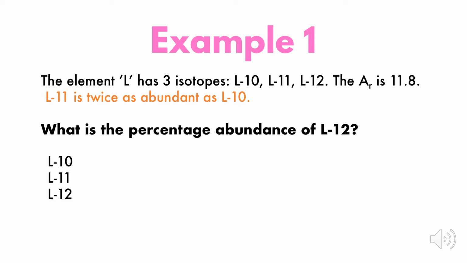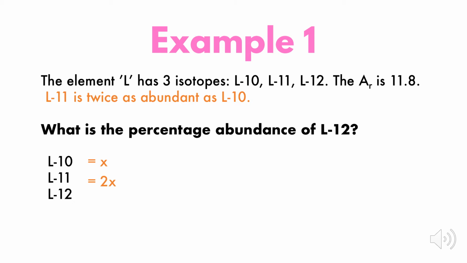So here's our 3 isotopes. To get started, I'm going to say that L10 is x. Bearing in mind L11 is twice as abundant as L10, it makes sense to say that L11 is 2x. Now for L12, we have to work out a way of representing this.